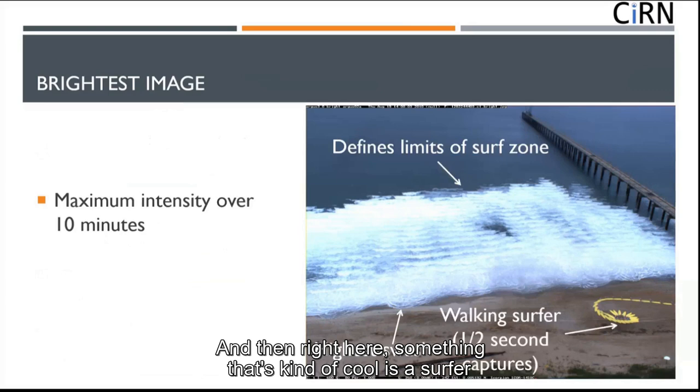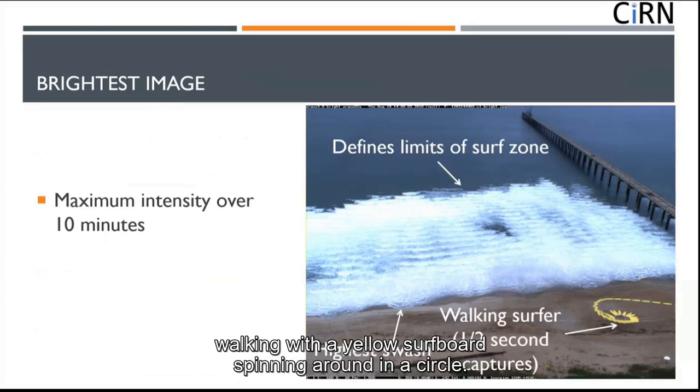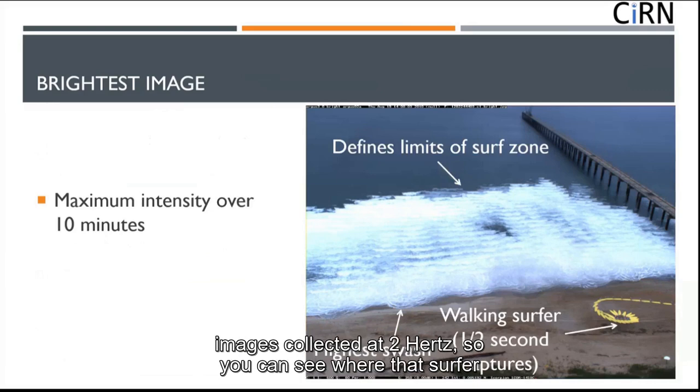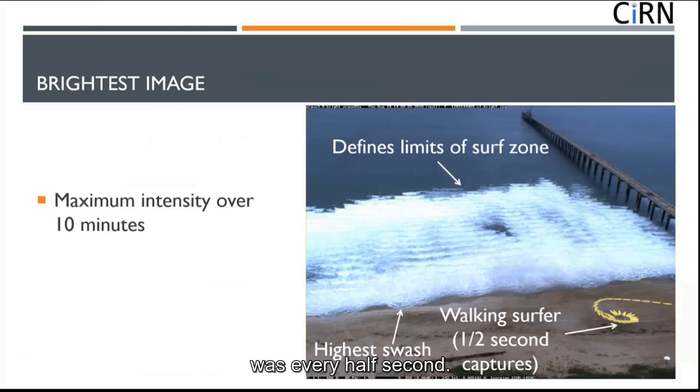And then right here, something that's kind of cool is a surfer walking with a yellow surfboard and spinning around in a circle. And you can see that this image was compiled from a series of images collected at 2 hertz. So you can see where that surfer was every half second.